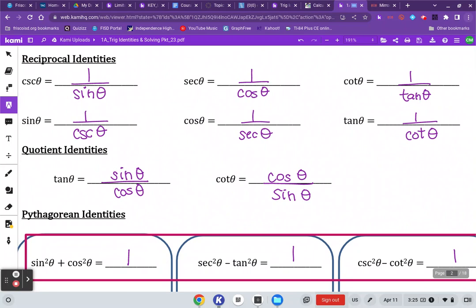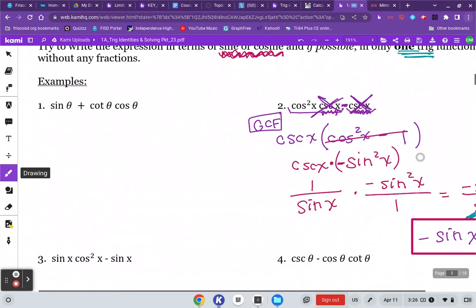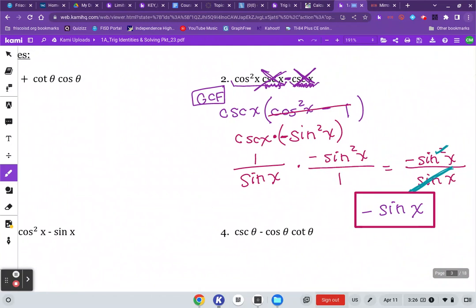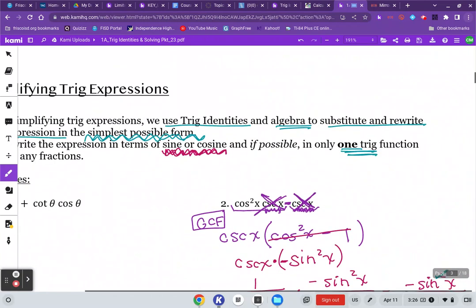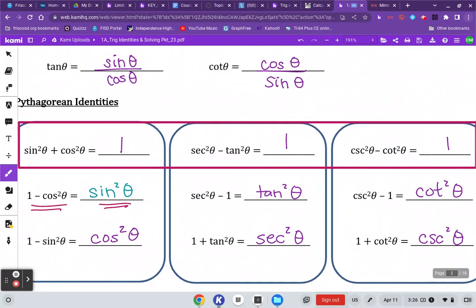And what is the circle with a line through it? That's theta. It's the symbol theta. It's kind of like an egg shape with an arc through it. Okay. Pythagorean identities. What about them?